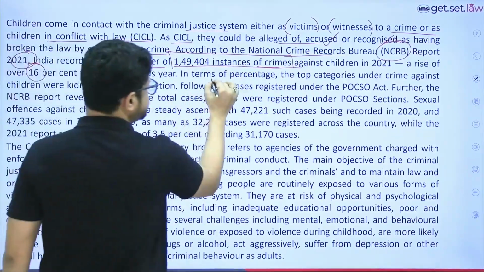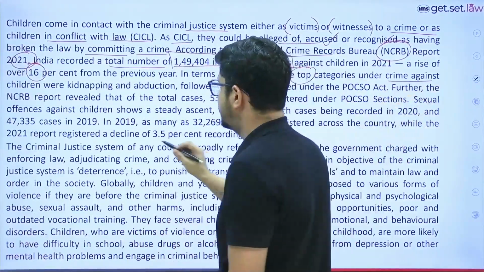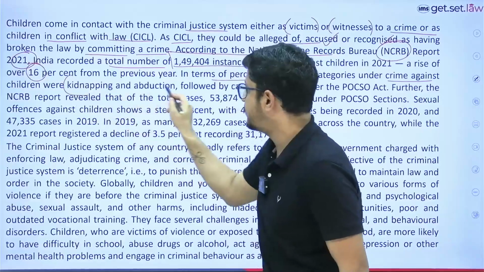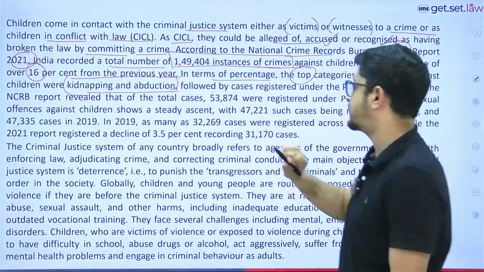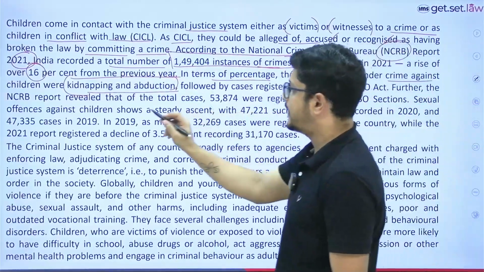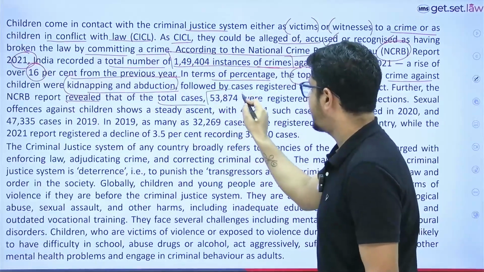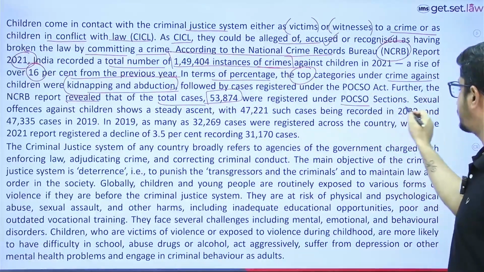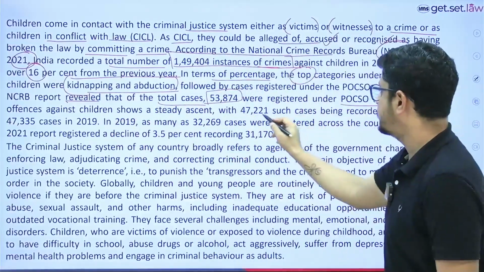Chalo. So in terms of the percentages, that is 16%. The top category under crime against children was kidnapping and abduction. So under the 16%, the highest percentage was of kidnapping and abduction, followed by cases registered under the POCSO Act. Further, the NCRB report revealed that of the total cases, 53,874 were registered under the POCSO section. Sexual offences against children show a steady ascent with 4721.